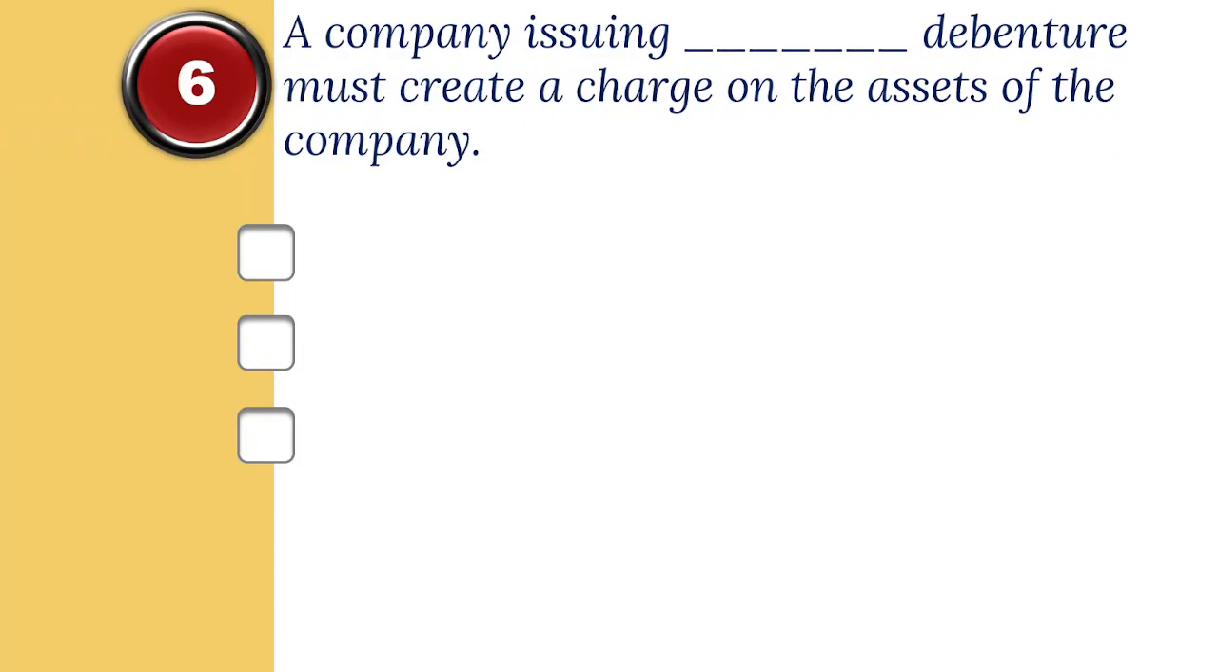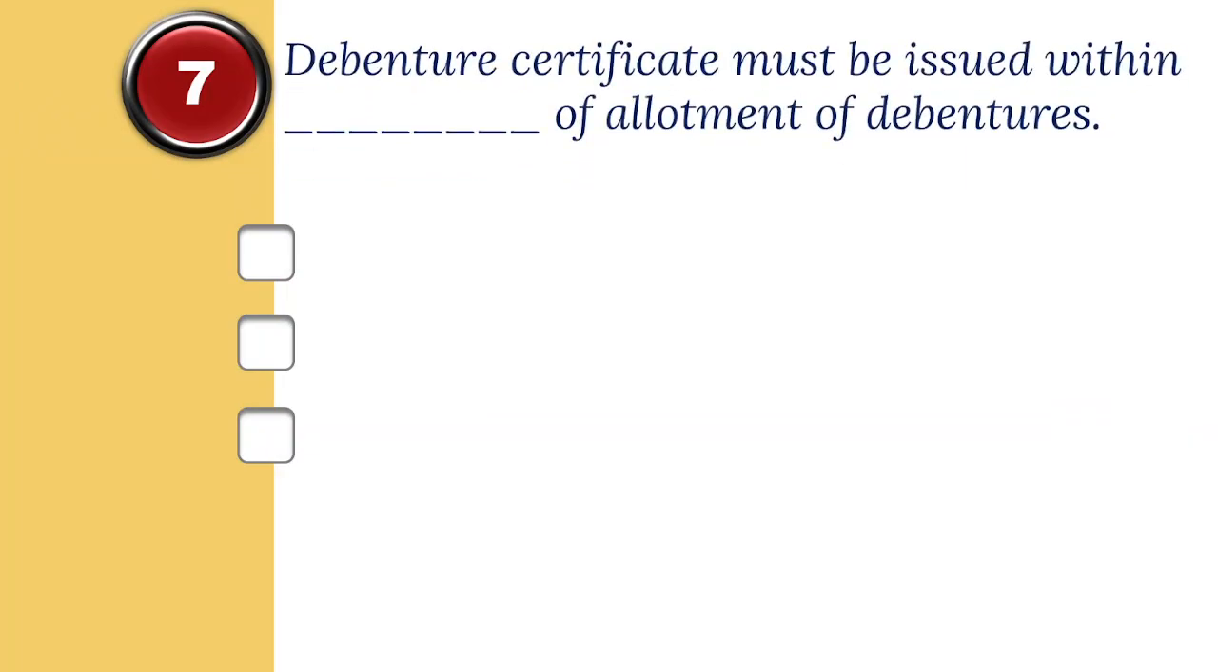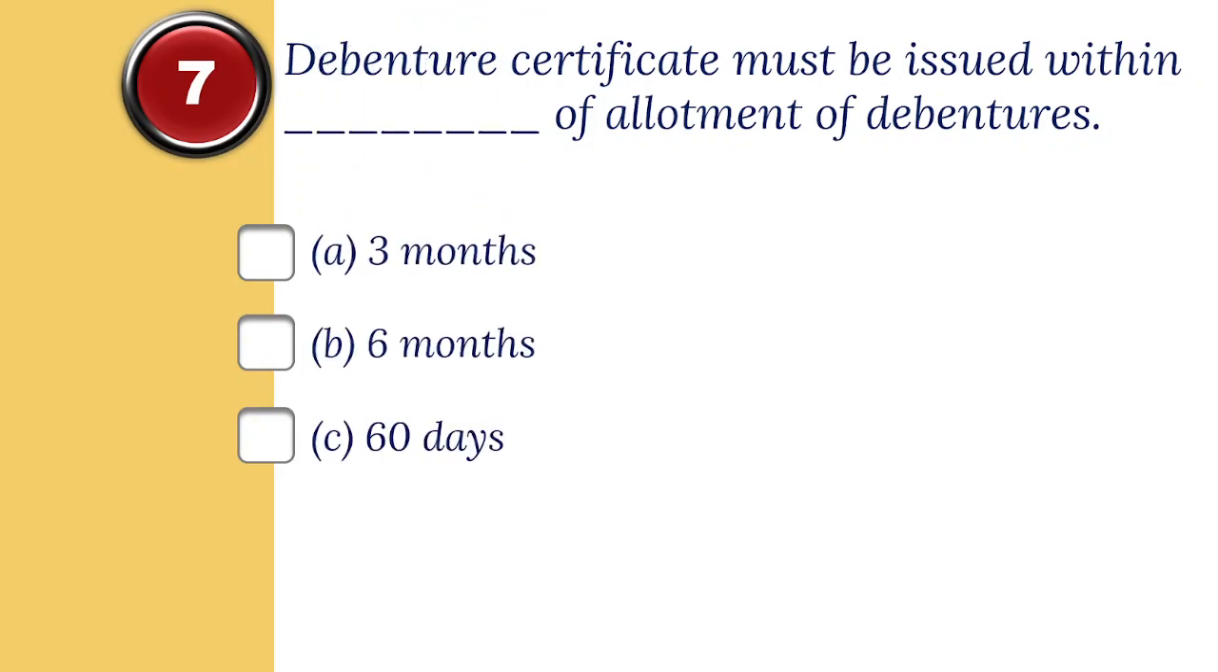6. A company issuing dash debenture must create a charge on the assets of the company. The options are A. Secured, B. Unsecured, C. Redeemable. And the correct option is A. Secured. 7. Debenture certificate must be issued within dash of allotment of debentures. The options are A. 3 months, B. 6 months, C. 60 days. And the correct option is B. 6 months.